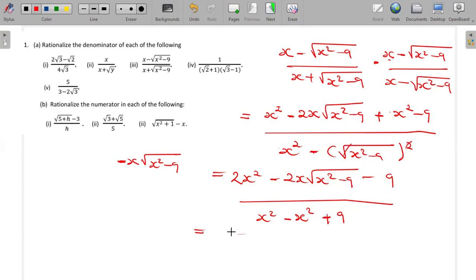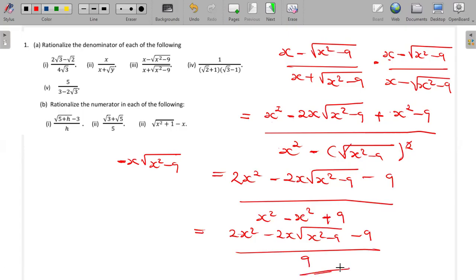And this is just going to give us, on top you have x squared minus 2x square root of x squared minus 9, then over, so this here, x squared minus x squared is 0, then you have a 9 remaining there. And like that, we have rationalized the denominator. Okay. Let's do the next question.